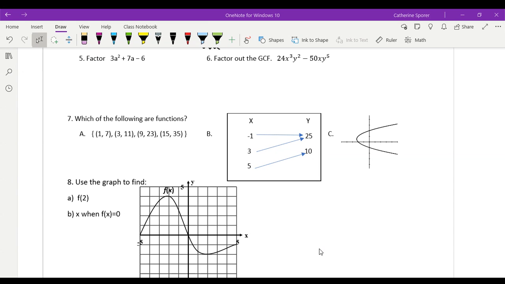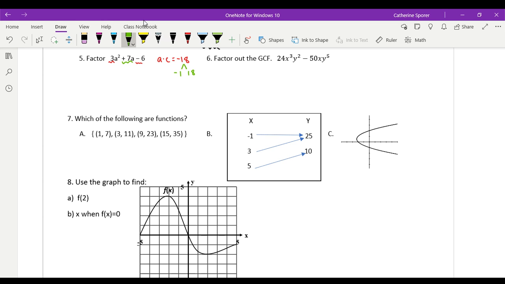Problem 5 is a factoring problem, 3a squared plus 7a minus 6. And because of the 3 in front, it's hard trinomial factoring because we can't divide the 3 out of each of the terms. So we'd start by multiplying a times c, which would be 3 times negative 6. So that's negative 18. Then we're looking for the factors that add to b, which is 7. So we start listing them out.